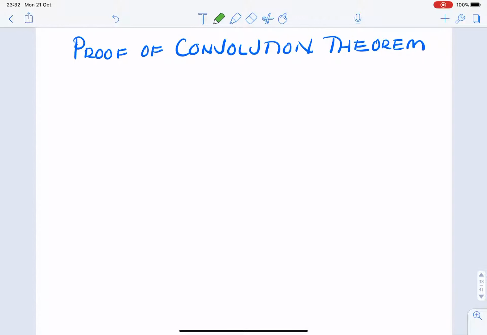We'll attempt here to prove the convolution theorem. The convolution theorem states simply that the convolution of two signals in the time domain corresponds in the frequency domain to the product of the two spectra. So convolution in the time domain, multiplication in the frequency domain, sorry.